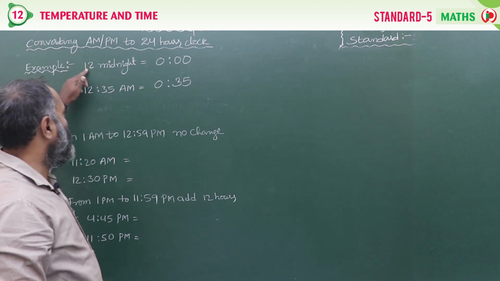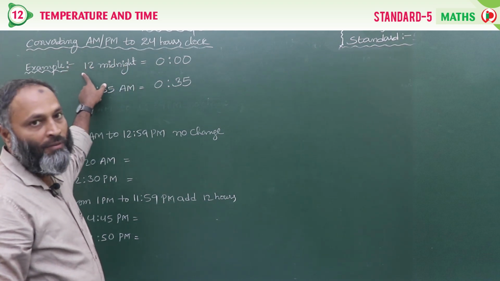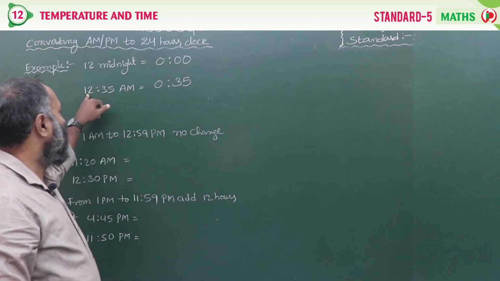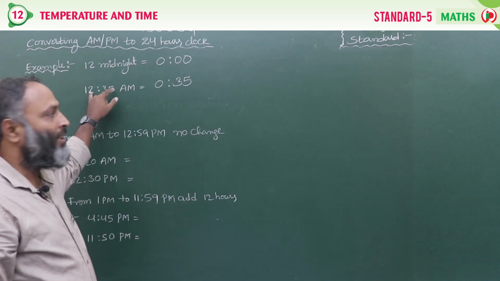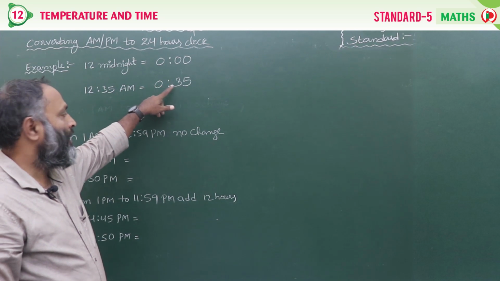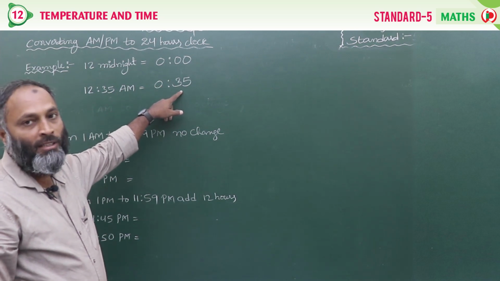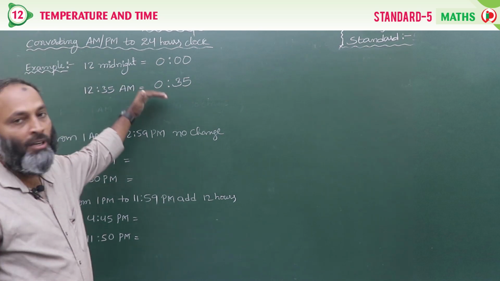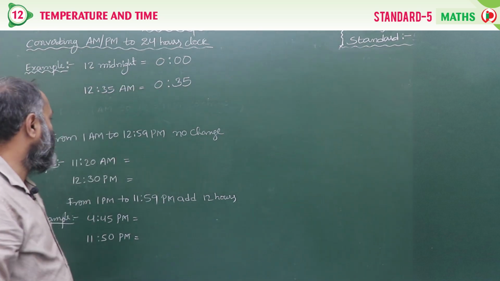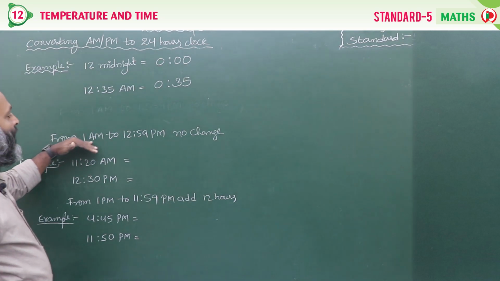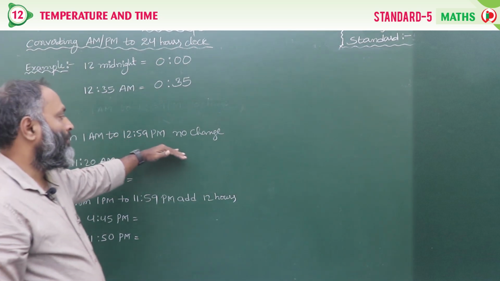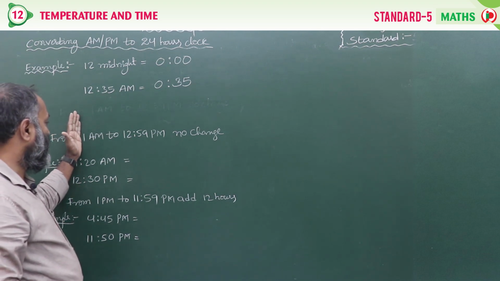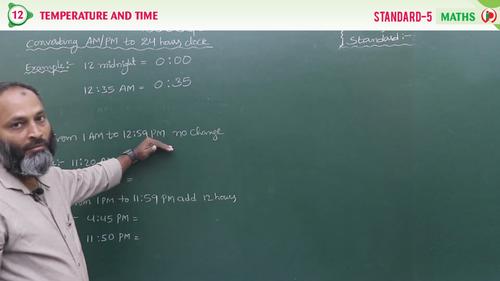So at midnight, if 12 is there, then you represent 0:00, and 12:35 AM means we represent 0 and 35. This is the conversion of AM, PM into 24 hours. The next one: from 1 AM to 12:59 PM, there is no change in the hours.